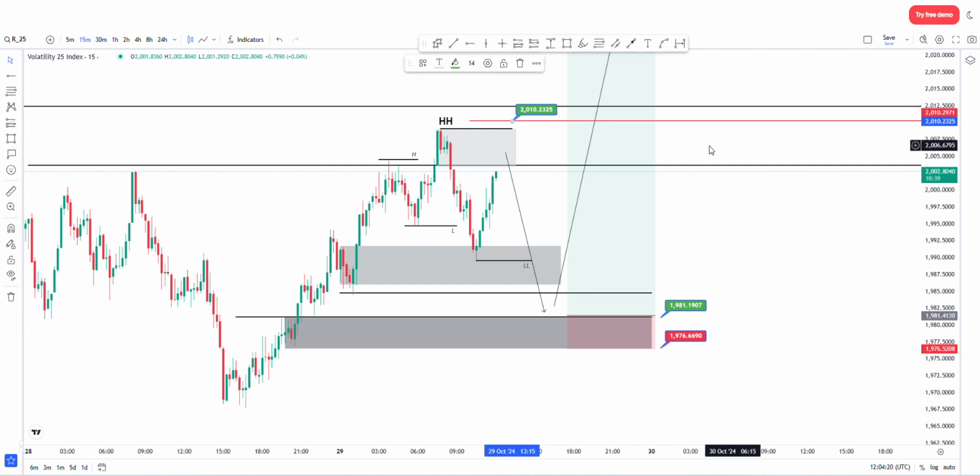This price is going to be your stop loss, and this is going to be your take profit.